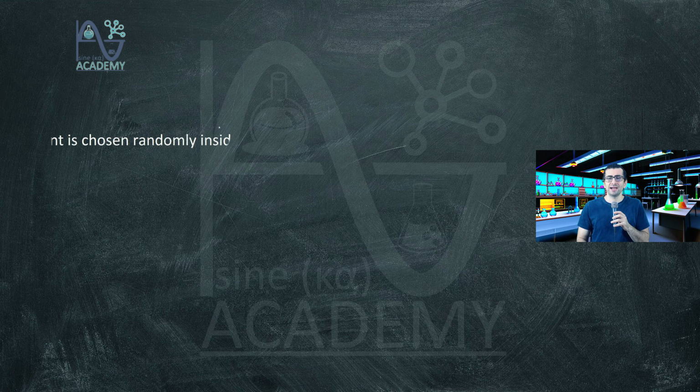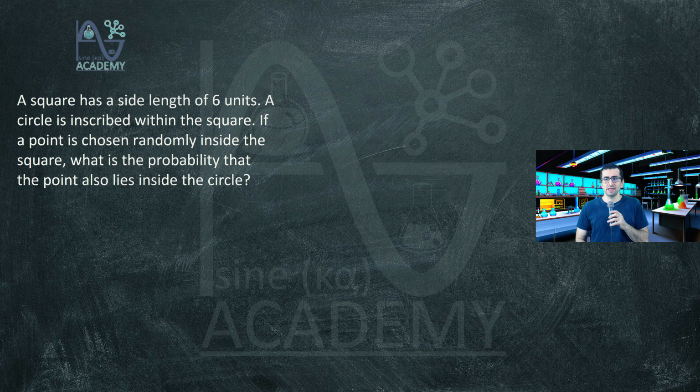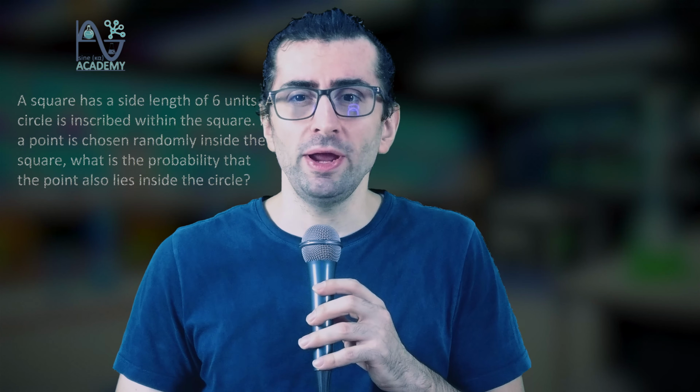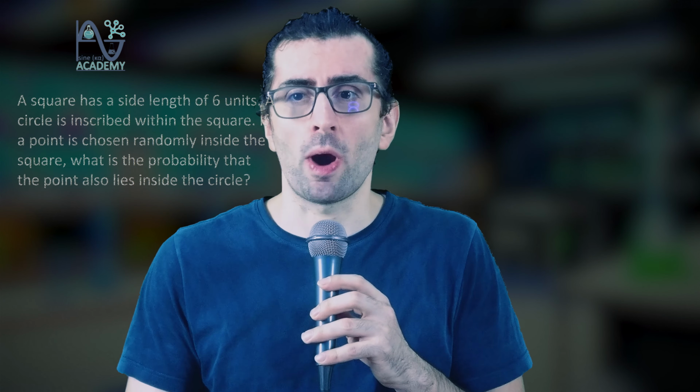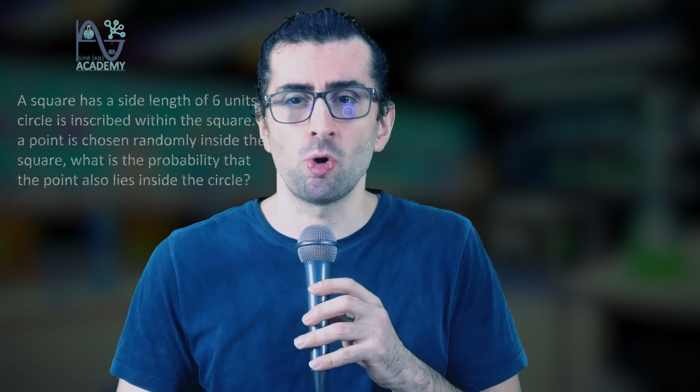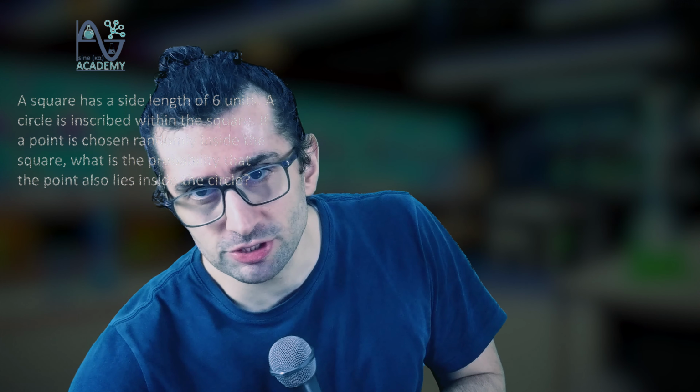A square has a side length of 6 units. A circle is inscribed within the square. If a point is chosen randomly inside the square, what is the probability that the point also lies inside the circle? First, understand the problem.